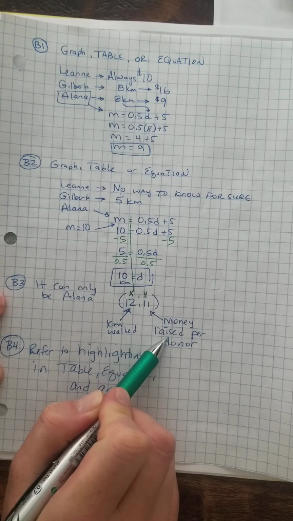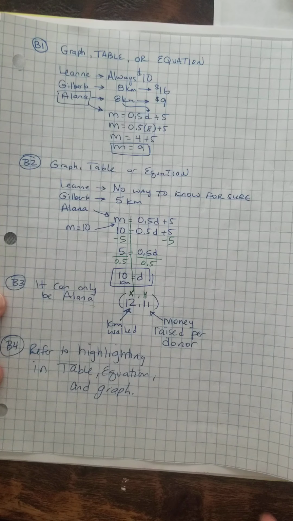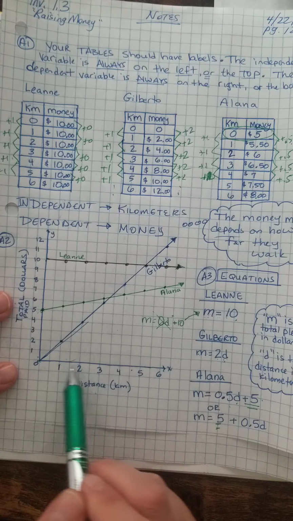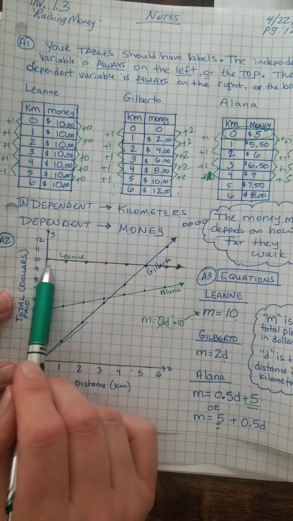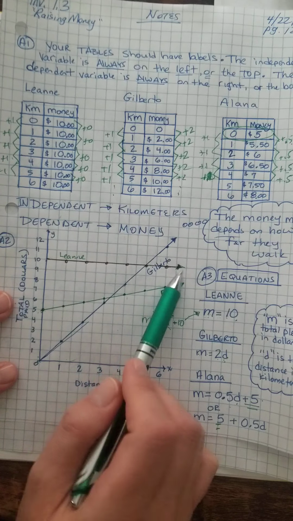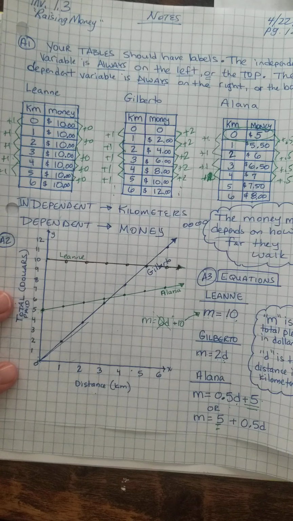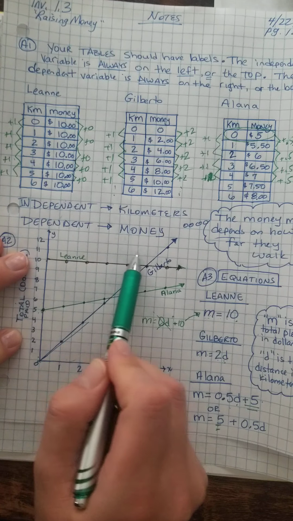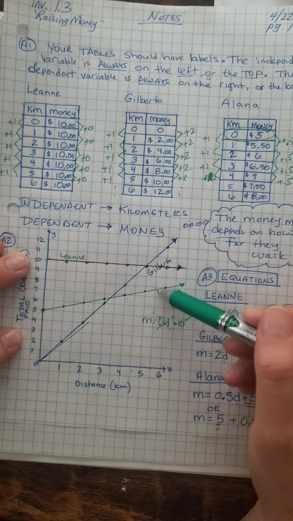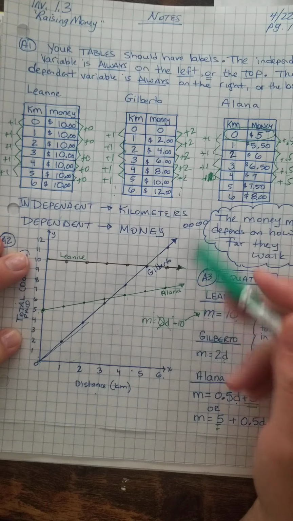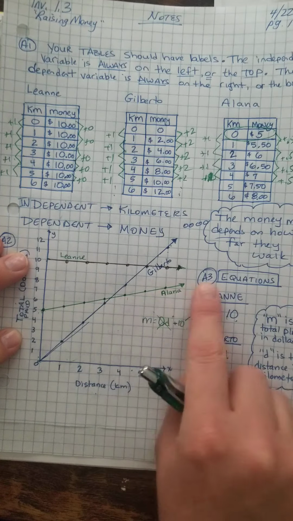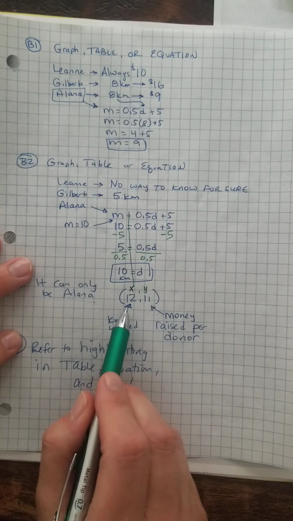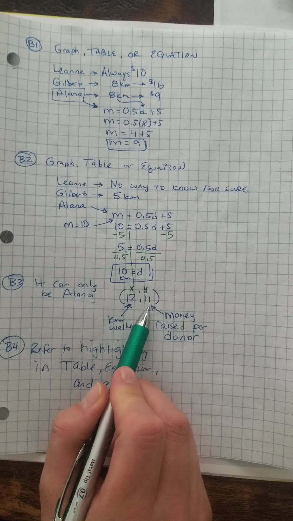Without actually doing the work for this, I can narrow this down to Alana almost immediately, and I'll show you how. So we notice here, if I look, well, Leanne's out just because she'll never make $11. She just always makes $10. If you look at Gilberto, if you check where $11 is, he makes $11 between 5 and 6 kilometers, so he would be out. So the only one that really makes sense here would be Alana. If I extended Alana's graph, we should find that when she gets to 12 kilometers, she makes about $11.